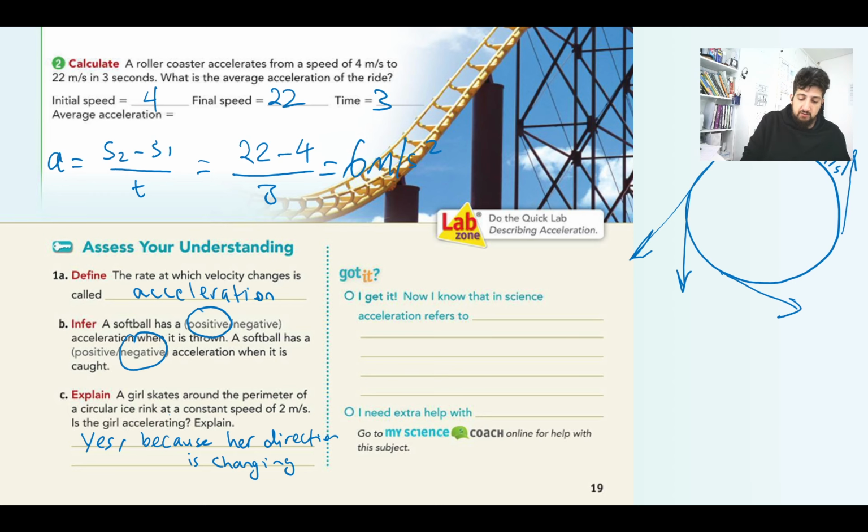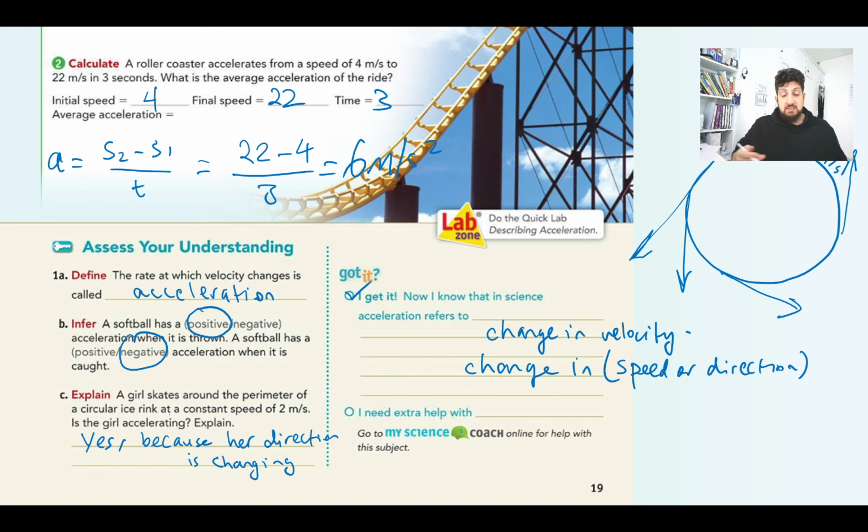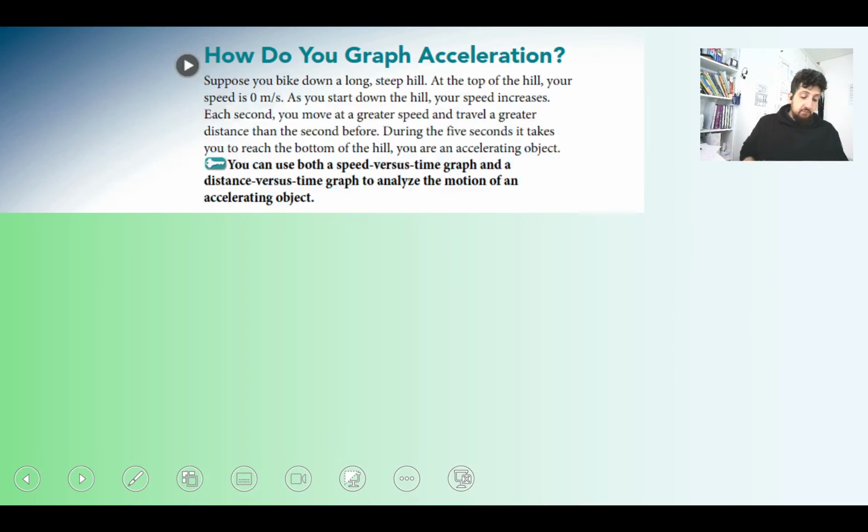So now I know, now I get it. Now I know that in science, acceleration refers to change in velocity. And because it's change in velocity, it means change in speed or direction, or both. Okay, because velocity is speed and direction. Right, how do you graph acceleration?